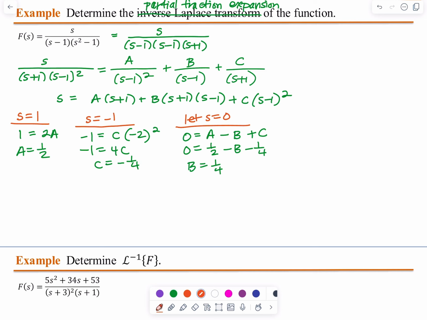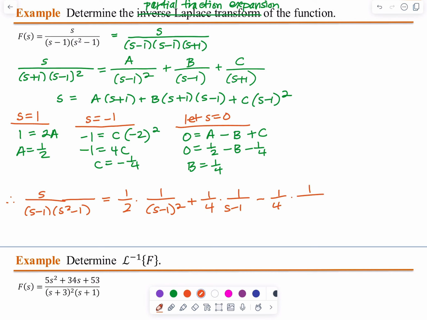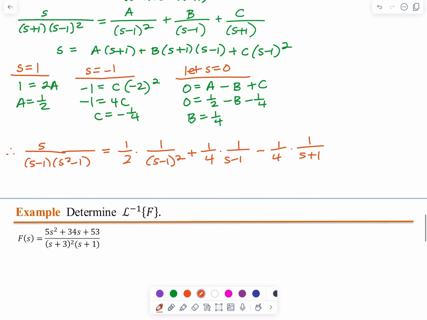So therefore, we want to go back to our original function that was given to us. We can say, s divided by s minus 1 multiplied by s squared minus 1 is equal to our a, which is 1/2 multiplied by 1 over s minus 1 squared, plus 1/4 multiplied by 1 divided by s minus 1, minus 1/4 multiplied by 1 divided by s plus 1. We could leave it like that if you'd like. It looks just fine. You could use parentheses here or just leave it like that.